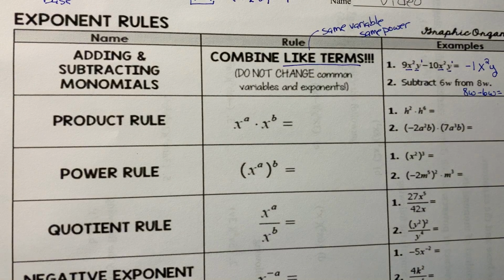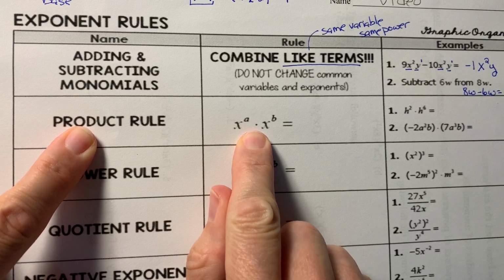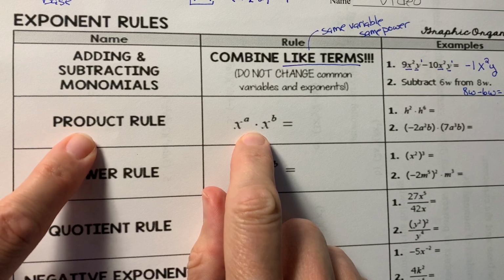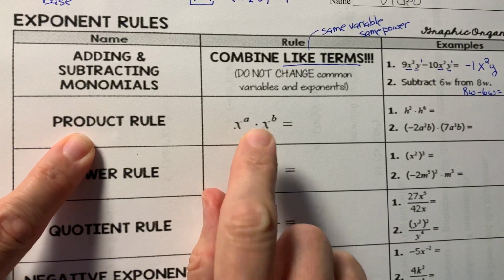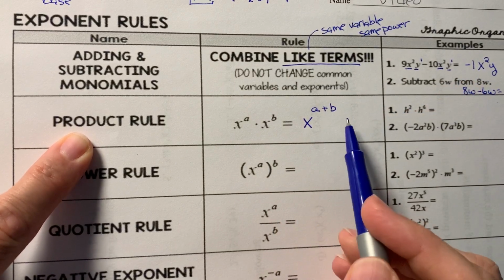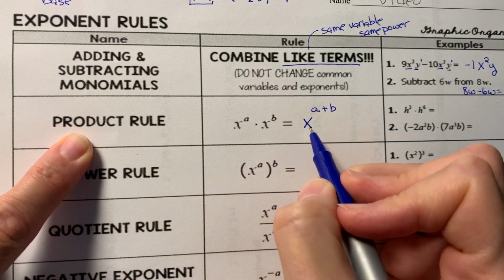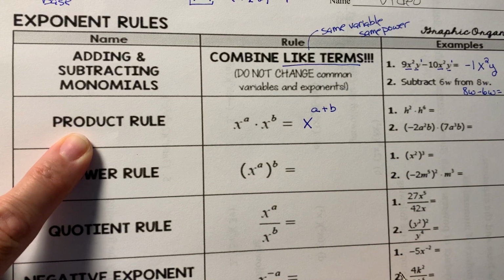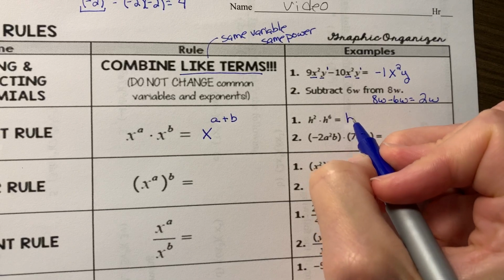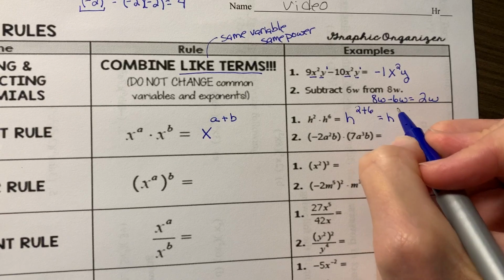The first one we call the product rule because we're multiplying, right? Product is the answer to a multiplication problem. So this is multiplication. The way I like to think about this is multiplication makes things bigger. So what do I want to do to my exponents? I want to add them, because addition also makes things bigger. So common base, keep the base, add the exponents. So common base, the base is h, keep the base, add the exponents. So that's going to become h to the 8th.